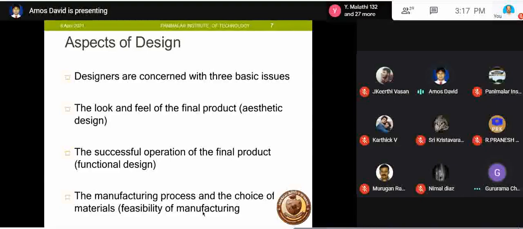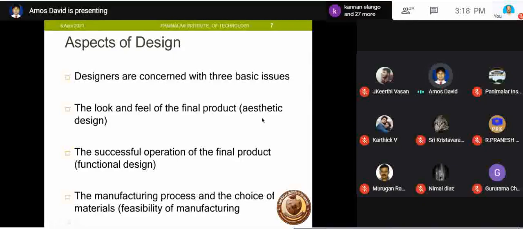Yes, sir. Yes, you basically look at how the bike is, how the look of the bike is, and what is the cost of it basically. So the cost and look of the bike is basically same. So that comes under aesthetic design. Okay, aesthetic deals with the look and feel of the final product.